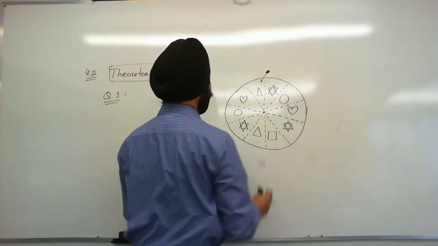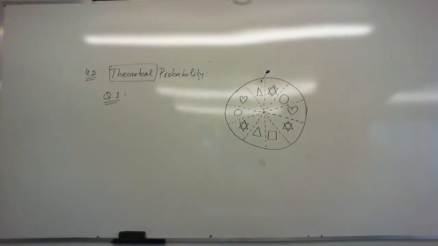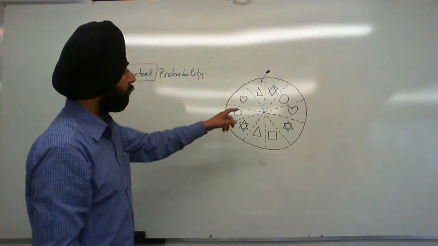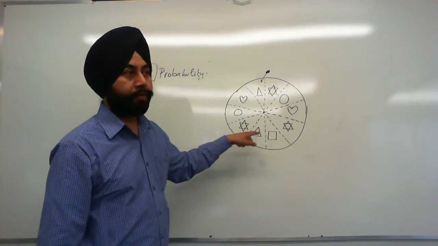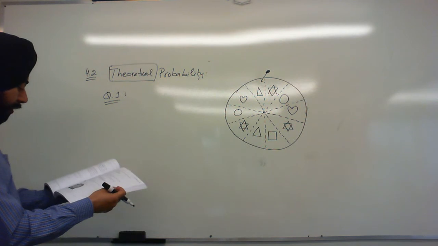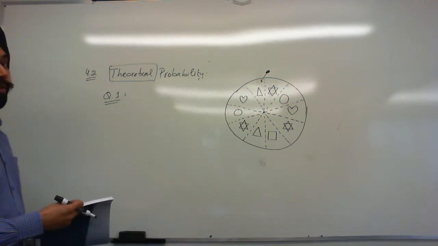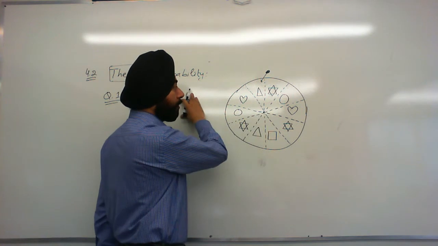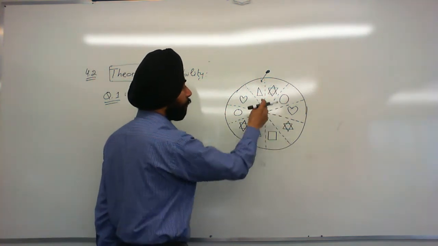So it can stop anywhere when you rotate it. So this is a spinner, you're going to rotate it, and how many options are there? If you count them, there are 10 different options, right? Okay, you have to find what's the probability that the spinner will stop on a star. When you rotate it, what's the theoretical probability that the spinner is going to stop on a star?